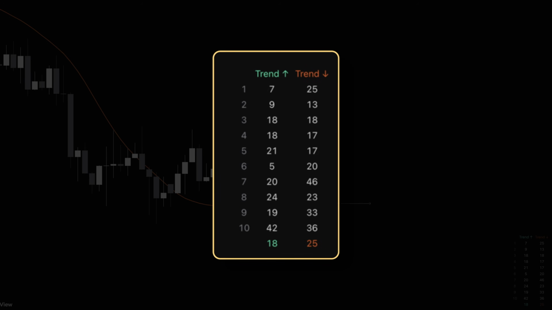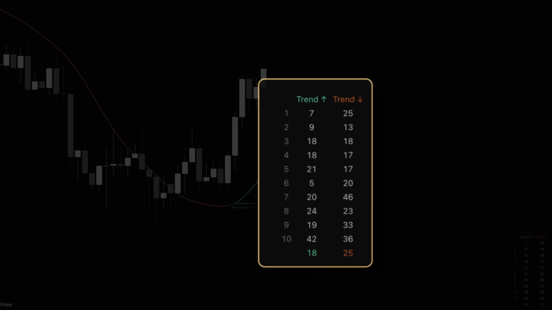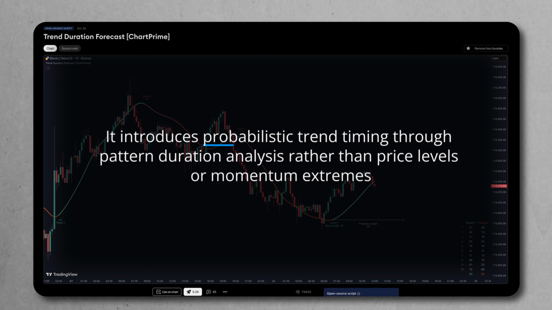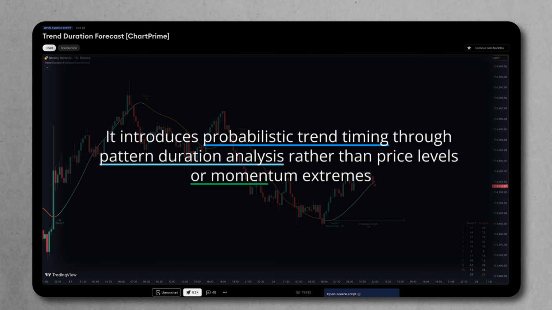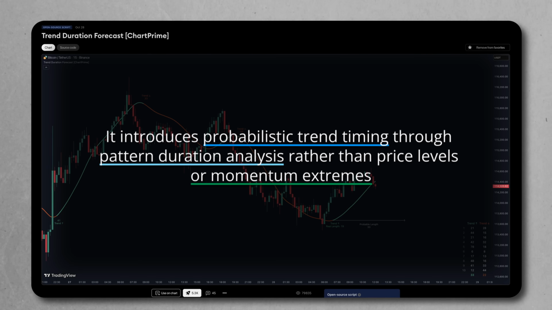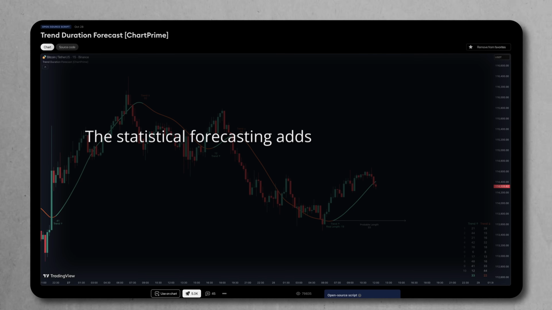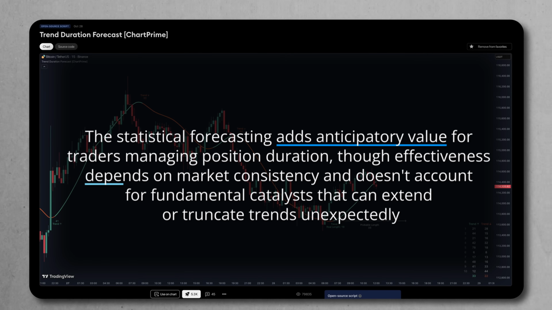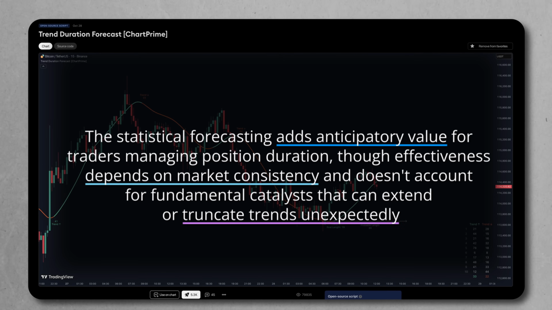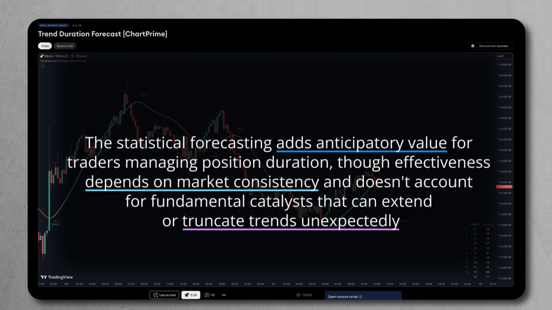The table visualization displays the last 10 trend samples for both directions with their exact bar counts, offering transparency into the data driving probability calculations. It introduces probabilistic trend timing through pattern duration analysis rather than price levels or momentum extremes. The statistical forecasting adds anticipatory value for traders managing position duration, though effectiveness depends on market consistency and doesn't account for fundamental catalysts that can extend or truncate trends unexpectedly.